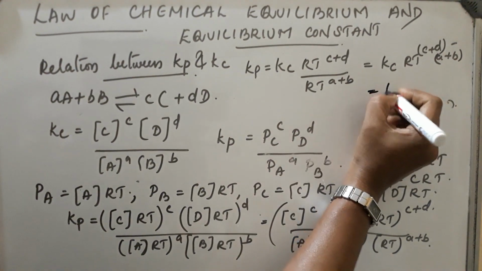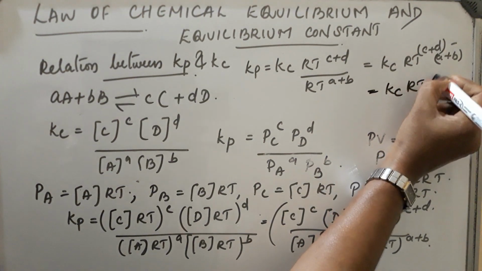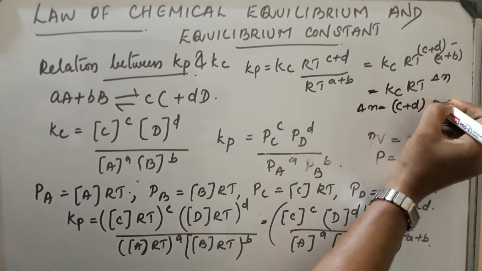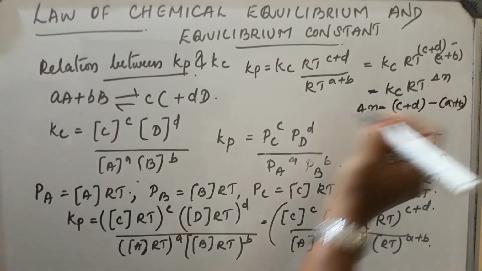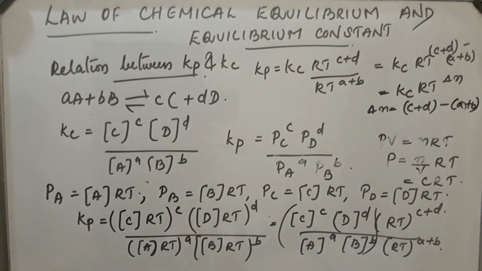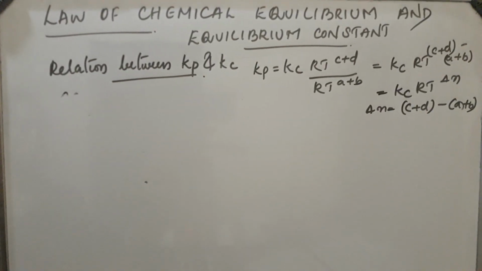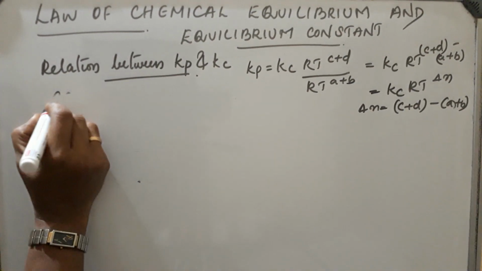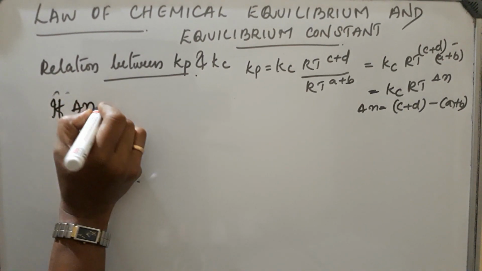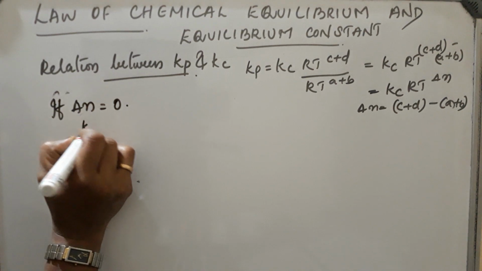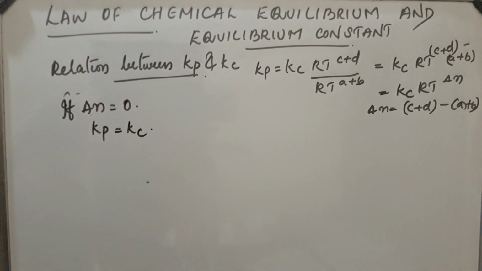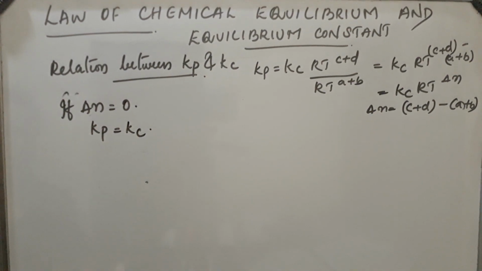So this can be written as Kc into RT raised to delta N, where delta N is equal to C plus D minus A plus B. This is the change in number of moles of the products and the reactants. So this is the equation. Now, if delta N is equal to 0, that is, the change in the number of moles is equal to 0, what happens? Kp will be equal to Kc. So if delta N is equal to 0, Kp will be equal to Kc.